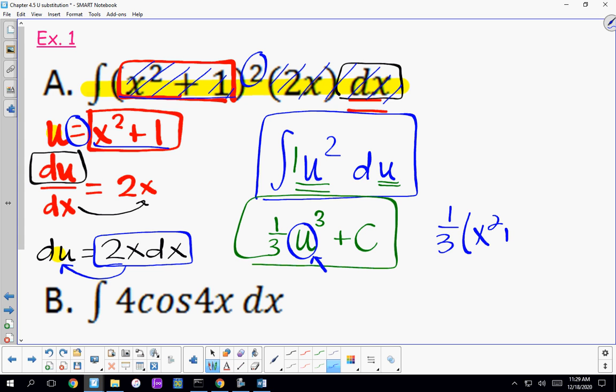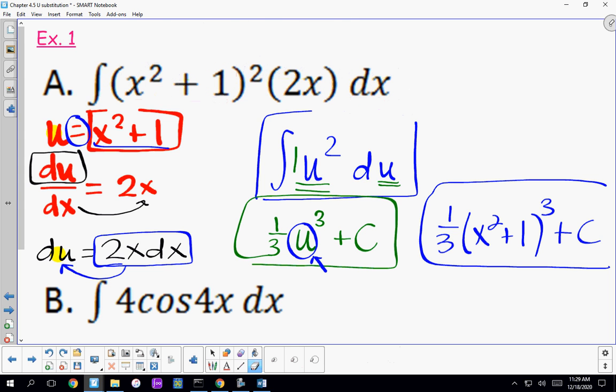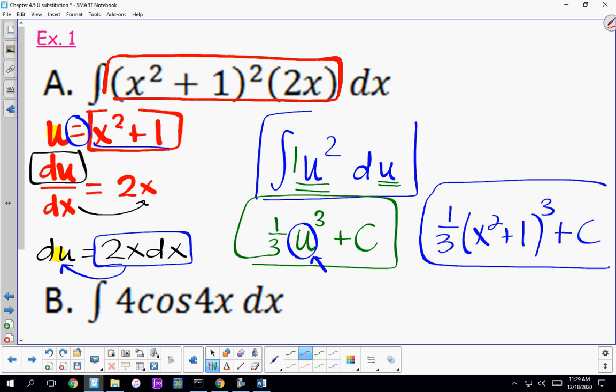Also, remember that we can check our answer by taking the derivative of this function. And we should get the integrand that we started with. So if we differentiate, we should get this as its derivative.